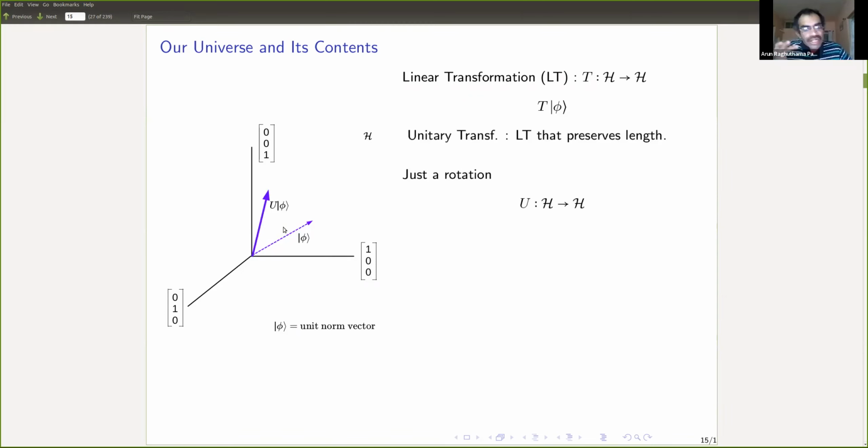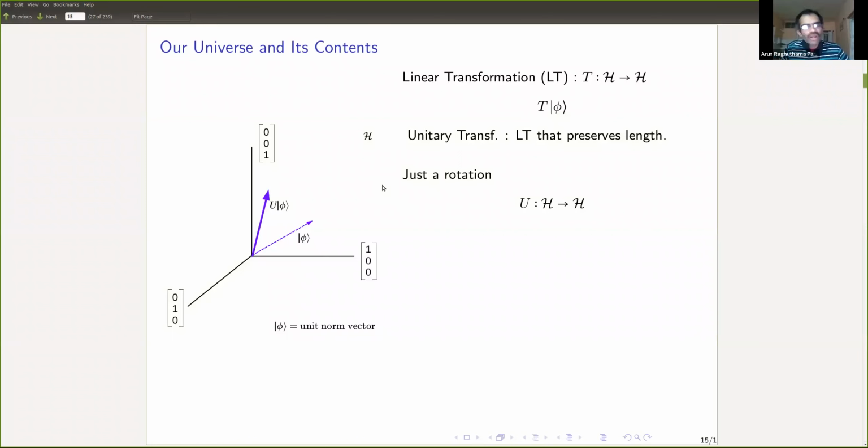What is a unitary transformation? A unitary transformation is simple. It just preserves inner products, or it just preserves the length of vectors. So think of a unitary transformation as just a rotation. I've given you an example. Phi is just rotated through a unitary transformation to U phi, U ket phi. So a unitary transformation is a linear transformation that preserves lengths.